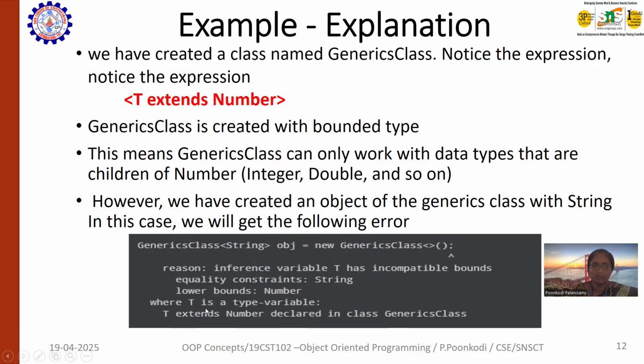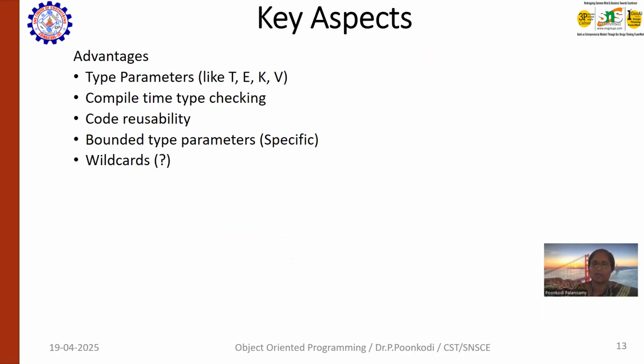Then T is a type variable declared with the generic class. This kind of error message may be raised. If I want to perform for numbers alone, fine. If I want to perform for a string, then for that I can create another bounded type.